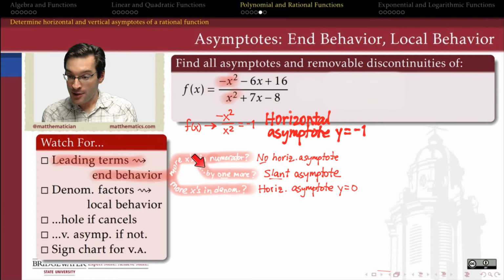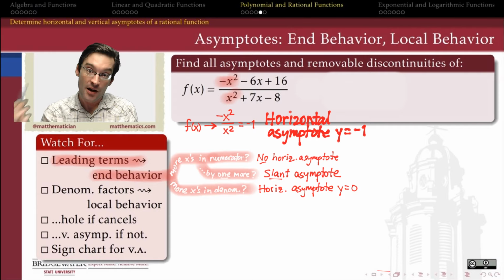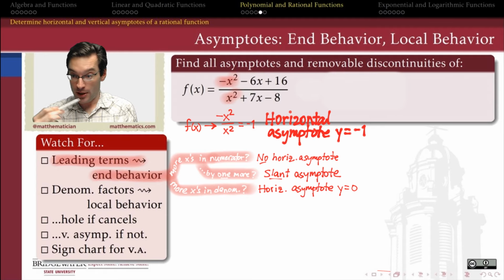But if I had a higher degree by exactly 1 more in my numerator, as we did in our last example, x cubed upstairs, x squared downstairs, we would instead have a slant asymptote whose equation we could find from doing the polynomial division of numerator by denominator. Now, it's the factors in the denominator that govern the local behavior, because after all, they govern the domain.